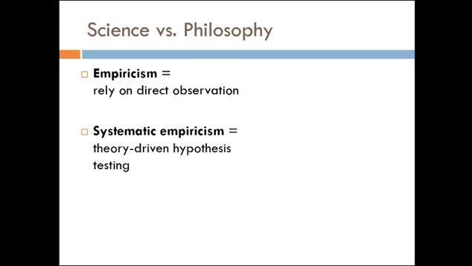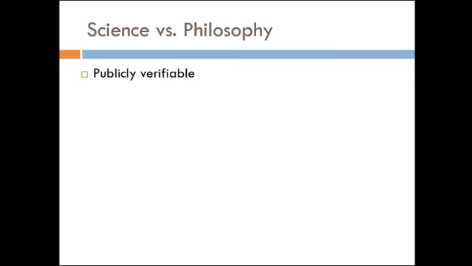Now, systematic empiricism is where we generate a theory first and let that theory drive our hypothesis development, which then we test using data collection. So systematic empiricism is when you have theory-driven hypothesis testing. The difference between empiricism and systematic empiricism is that we stick our necks out a little bit in systematic empiricism and we make a prediction ahead of time, like I asked you to do before you watched the videos. I told you to make a prediction, write it down, and then see whether the data supported your prediction. That's systematic empiricism. All right.